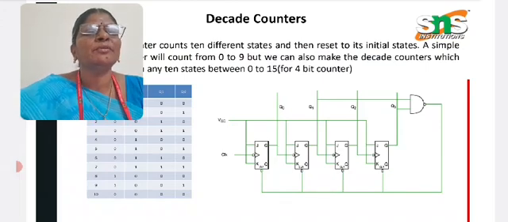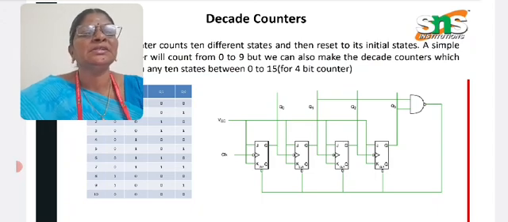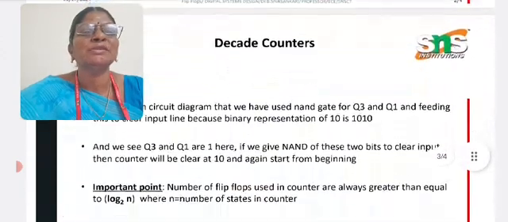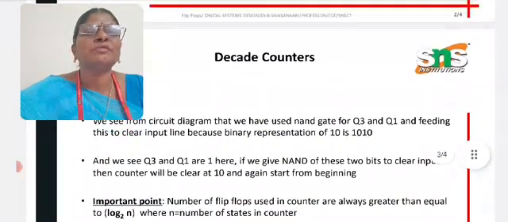So how can we form this NAND gate? See, if my outputs Q0, Q1, Q2 are as per our state, I am getting the output. The decade counter will count any 10 states between 0 to 15. So I need to make all the outputs 1. If my output is not 1, I am using a NAND gate to get the output as I need. So what should I do?